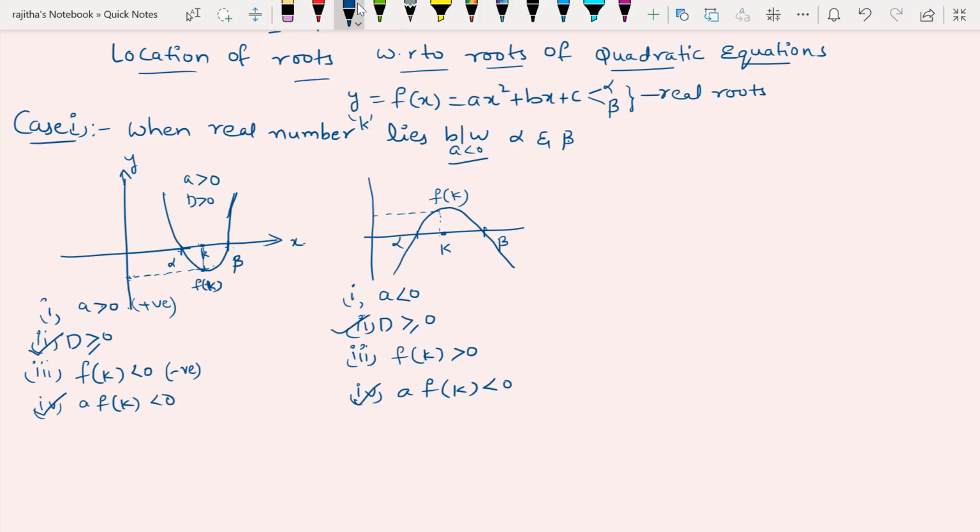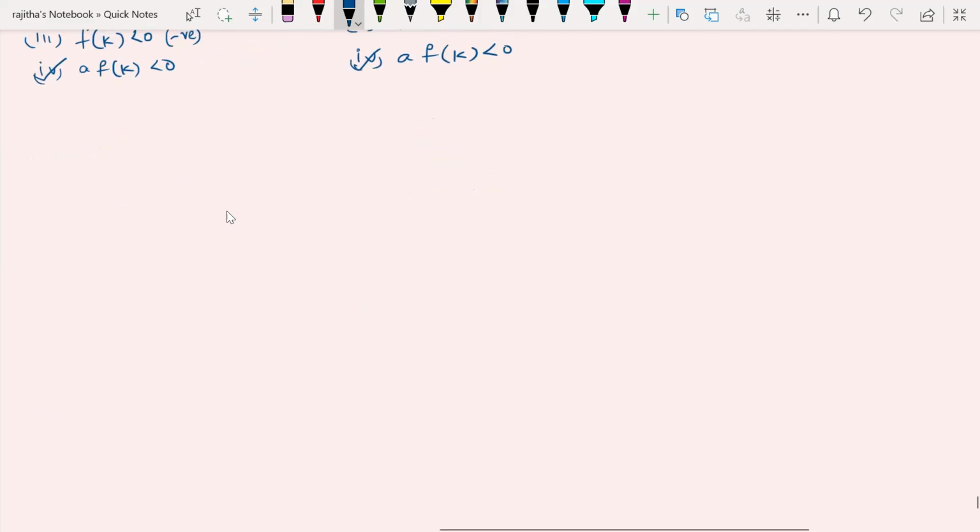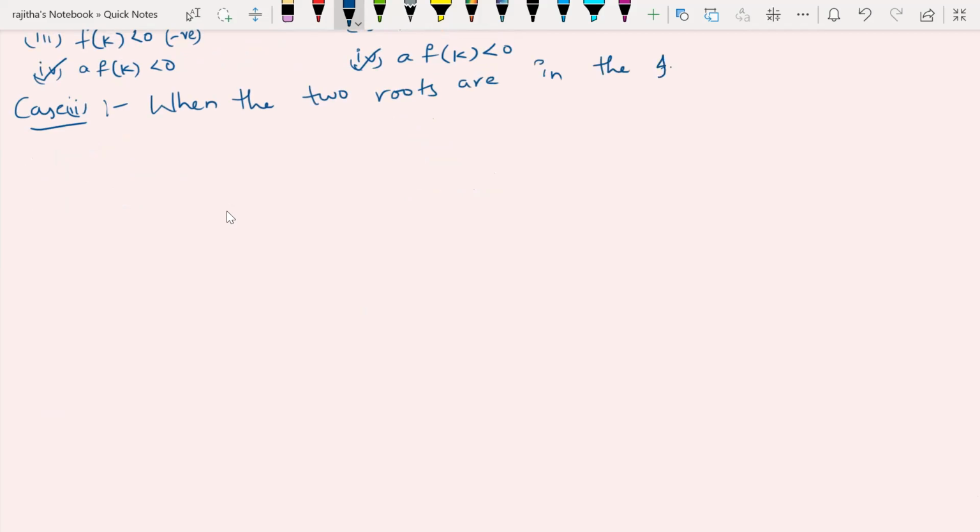So the common points here are: the discriminant is greater than or equal to 0, and a into f of k is less than 0. Next case, the second case. In this case, I'm taking when the two roots are in the interval k1, k2, where k1 is less than k2.